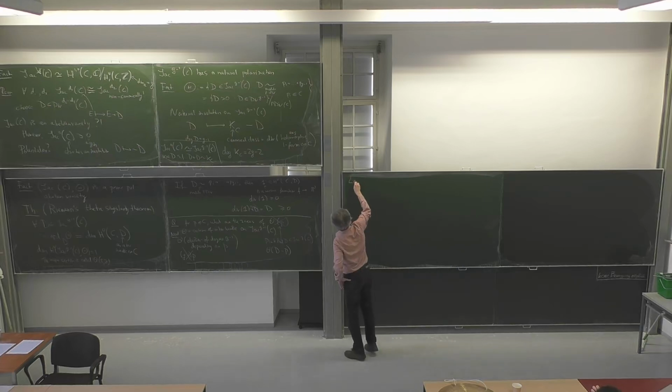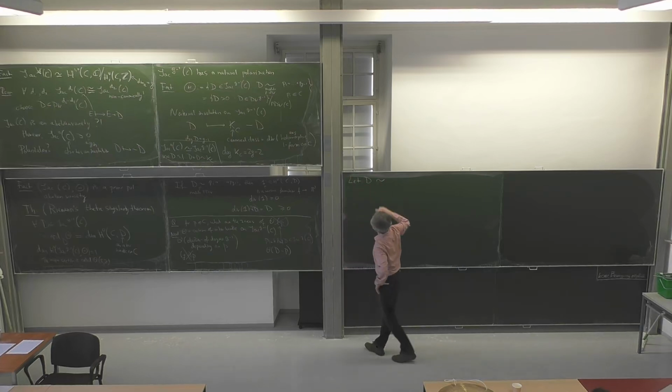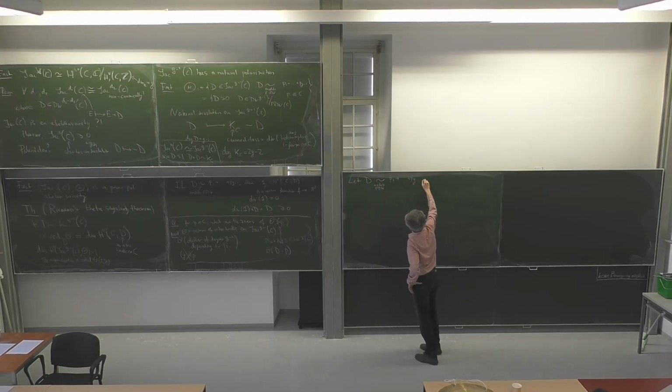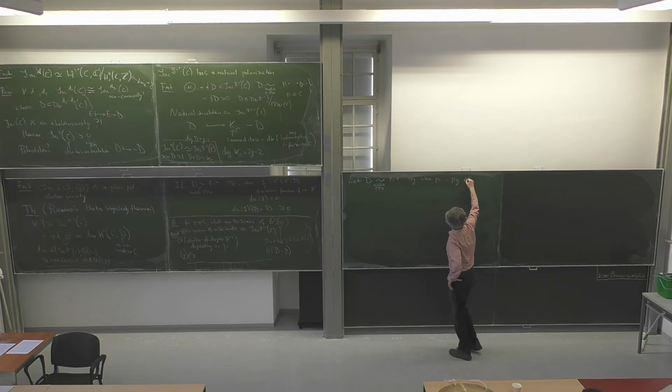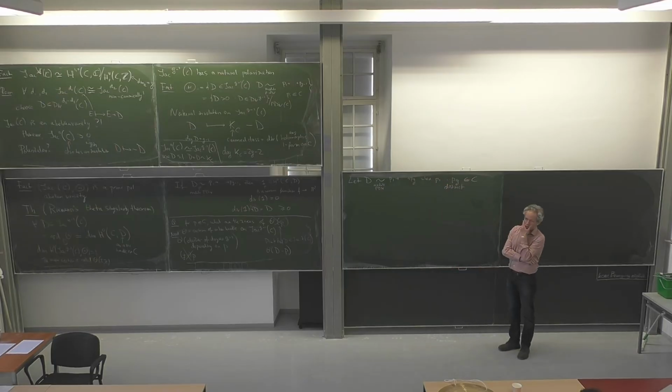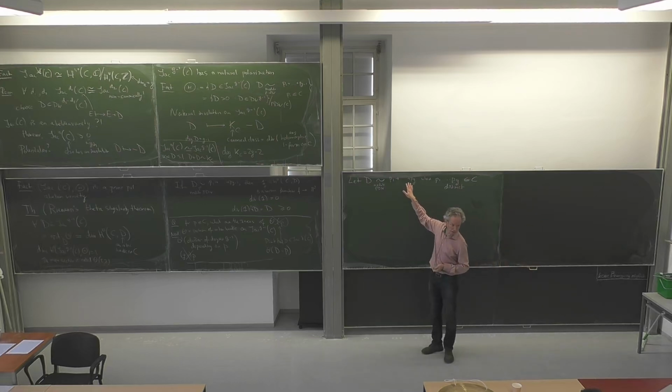So let d, this thing means modulo principal divisors, right? Modulo principal divisors. So this means as a point in the Jacobian. So this means equality in the Jacobian. So let this be P1 plus ... plus PG, where P1, ..., PG are points in C, and let me choose all of them distinct, not to worry too much, okay? That's a possible choice of a degree G divisor.